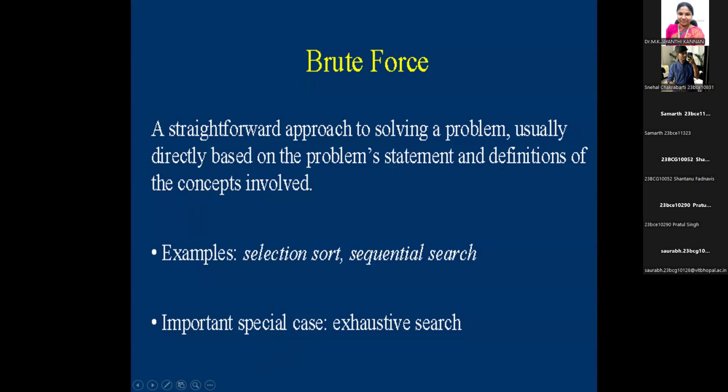Ascending order or descending order. Problem statement means the input will be an unsorted list of numbers. We need to sort the numbers and provide the sorted list. So that is the general problem statement and the definition.